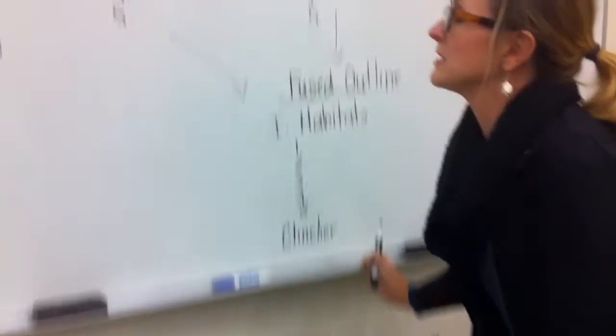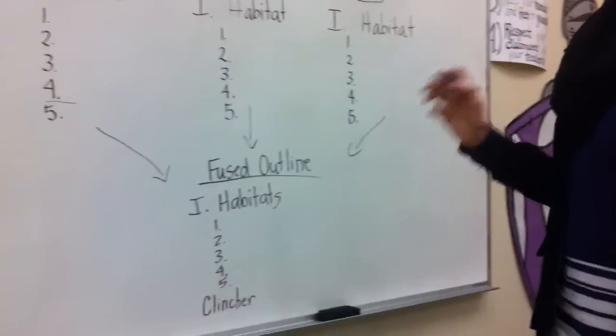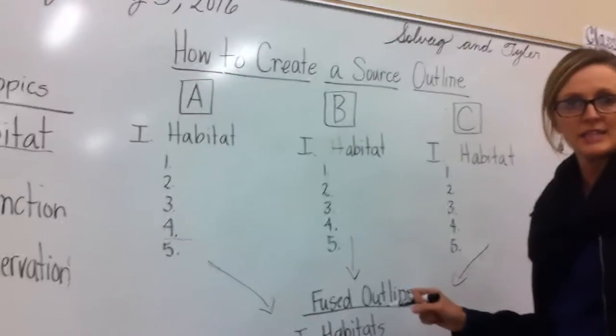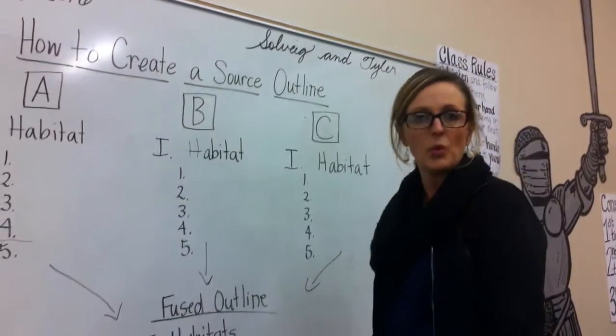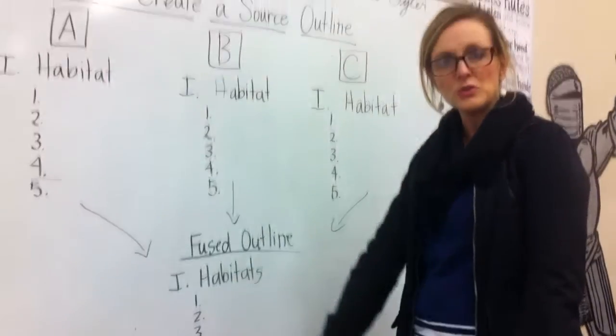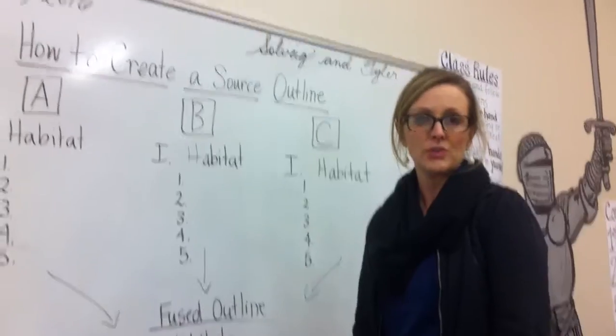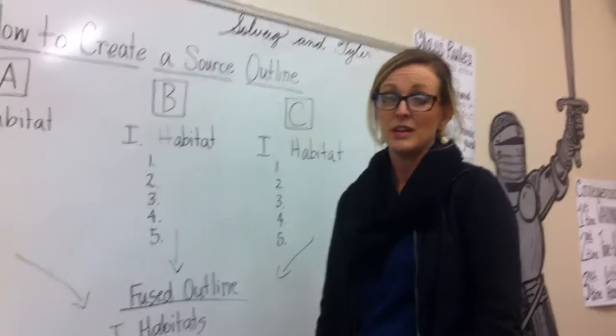So this is what the kids are going to be doing in class this week. The goal is that on Thursday in class, they will be able to be at this point where they're working on a fused outline for their first subtopic of their 3-source animal report.